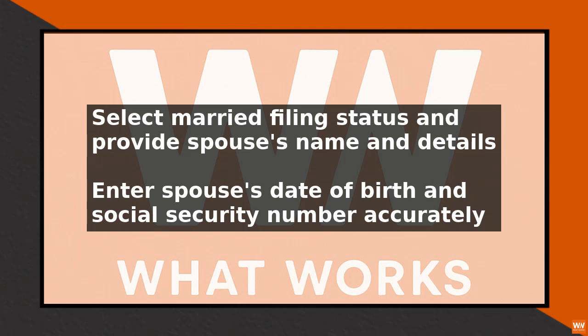Enter your spouse's name, date of birth, and social security number. Make sure to double-check this information to ensure it is accurate, as incorrect information can delay your tax return. You will also be asked if your spouse has any dependents or income, so be prepared to provide this information as well.